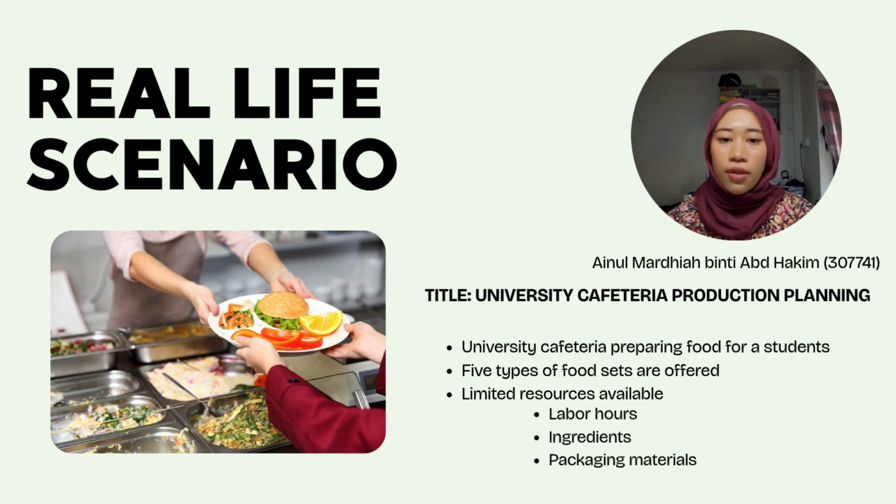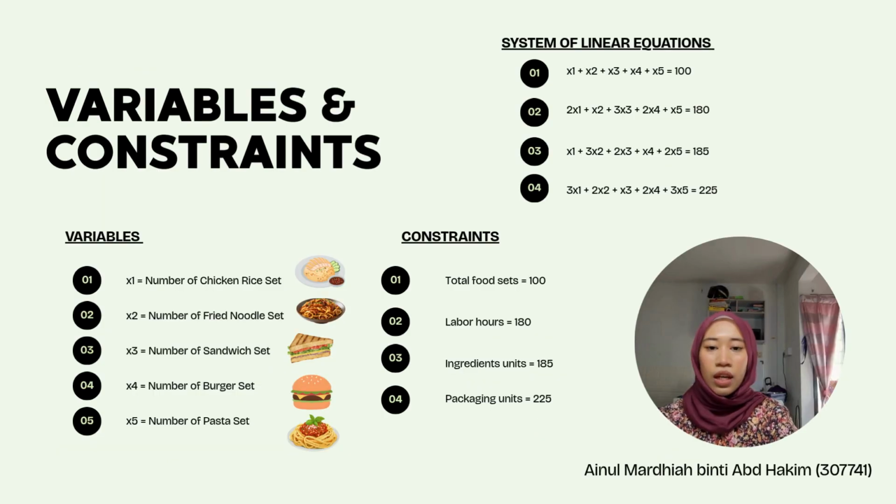The cafeteria offers 5 different food sets, which are chicken rice set, fried noodle set, sandwich set, burger set and pasta set. Each food set requires a different amount of labor time, ingredients and packaging materials. Therefore, the manager must determine the appropriate quantity of each food set to be prepared. The objective of this study is to determine the number of food sets that can be produced while satisfying all the resource constraints. To achieve this objective, we use a system of linear equations and represent the problem using concepts from linear algebra. Next, we define the variables used in our model.